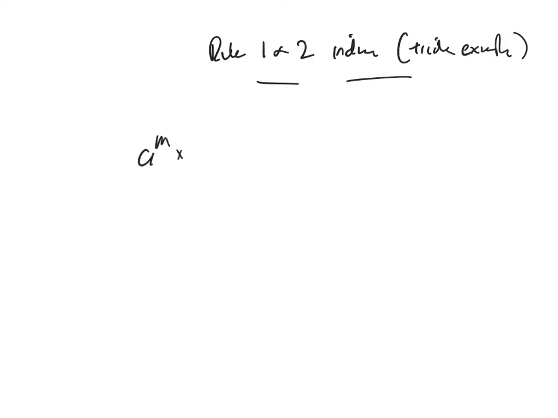Okay, we're going to continue on with rule 1 and rule 2 of indices, but look at some trickier examples. Remember that rule 1 is a to the m times a to the n is equal to a to the power m plus n, and rule 2 is a to the m divided by a to the n is equal to a to the power m minus n. So when you multiply, you add the indices, but when you divide, you subtract the indices. We're just going to look at some examples that are a wee bit trickier.